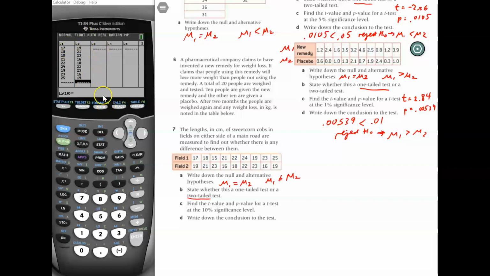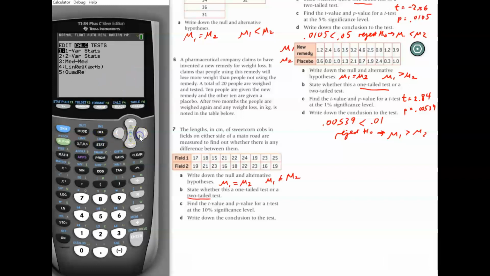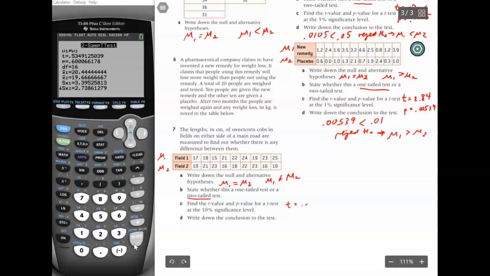As you can see, I typed into L1 field 1, which is mu1, and field 2, which is mu2. I'm going to figure out the p-value and the t-value by doing stat test option 4 and data L1, L2, and then we're going to put mu1 is not equal to mu2, and then go down to calculate. And our t-value is 0.535, and our p-value is 0.600, and our p-value is pretty large.